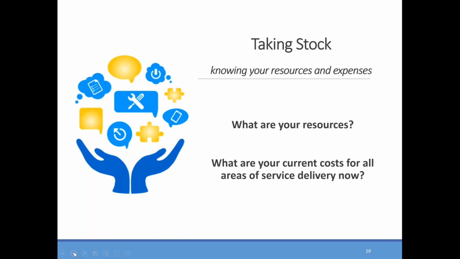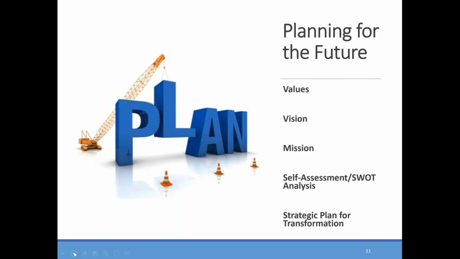All of you have had an opportunity to complete a self-assessment that we gave you early in the game here. Part of that self-assessment is guiding you towards looking at what all your resources are and understanding what your current costs are from all your areas of service delivery now. As you are looking at that, we're also planning for the future. And I think everyone in the project has developed at least a little initial transformation plan. In doing that, you are beginning that process of planning for the future.